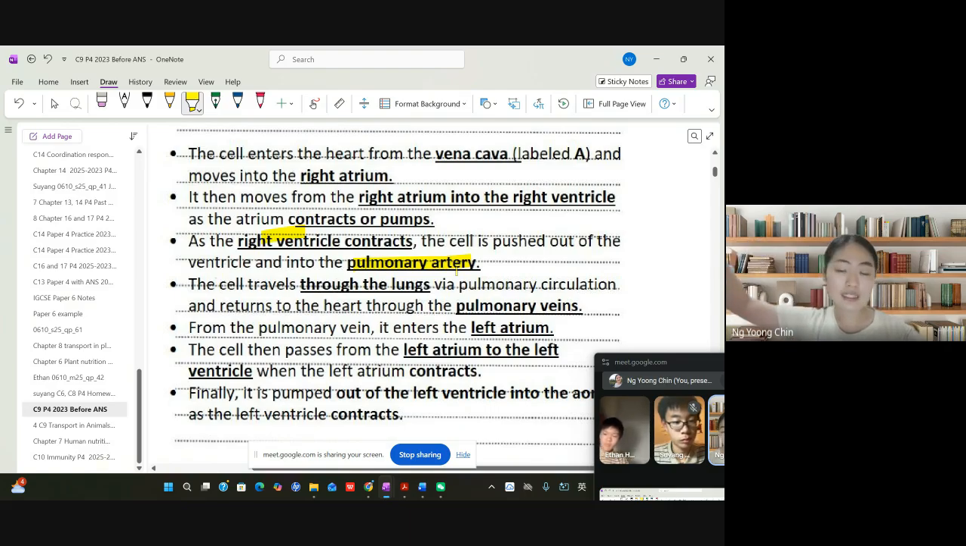In the lungs, they will do their gas exchange. So the cell will travel through the lungs by the pulmonary circulation. And then it will return to the heart through what? Through the pulmonary veins. So just remember the pulmonary veins.